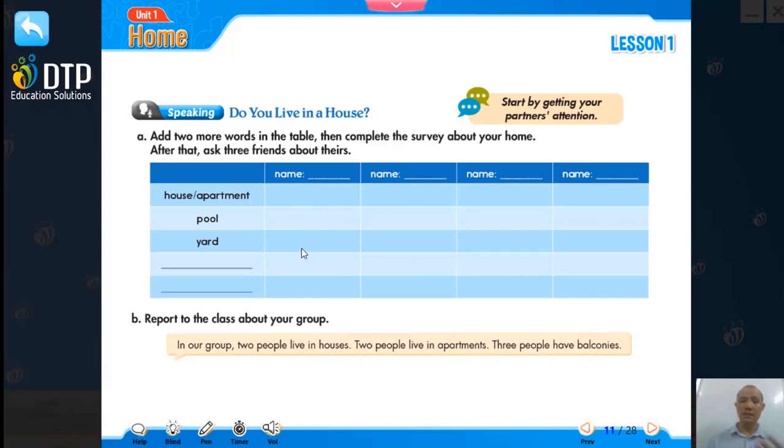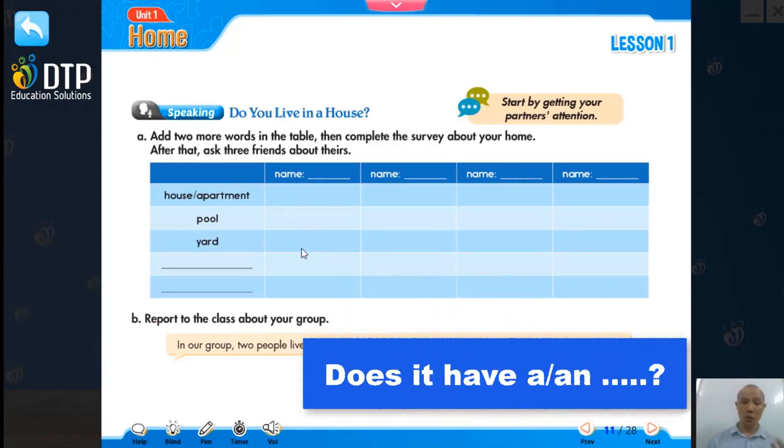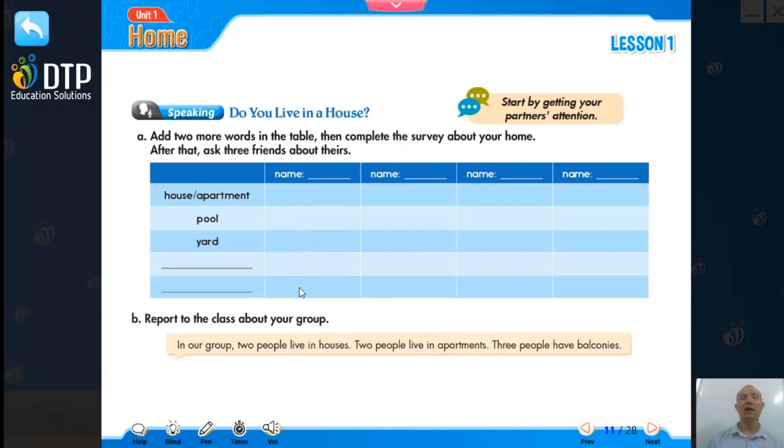Then you will keep guessing. Does it have a pool? Does it have a balcony? Does it have a yard? And you make another questions right here and fill in the table. For the first people, you apply the same for the second, the third one.